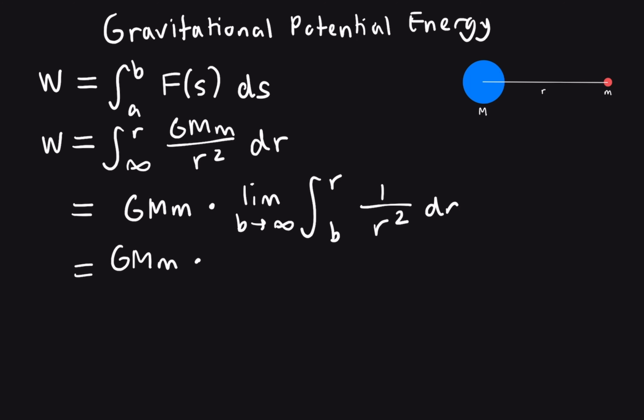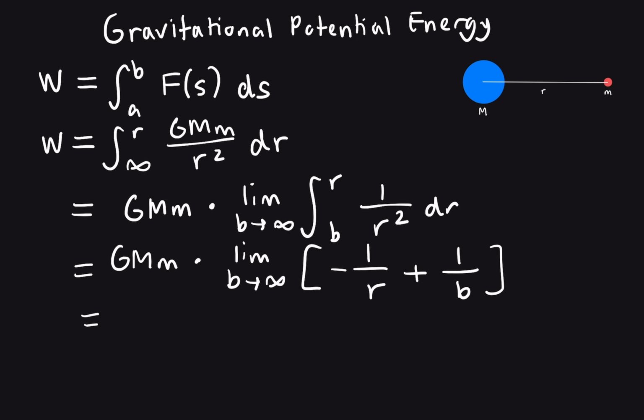So what we get is, I believe, -1 over r plus 1 over b, since it's a double negative. And that is when b is taken to infinity. So 1 over b, as b approaches infinity, is simply 0. So we can remove that. So then we have GMm times -1 over r. So that gives us our formula for gravitational potential energy of -GMm over r.